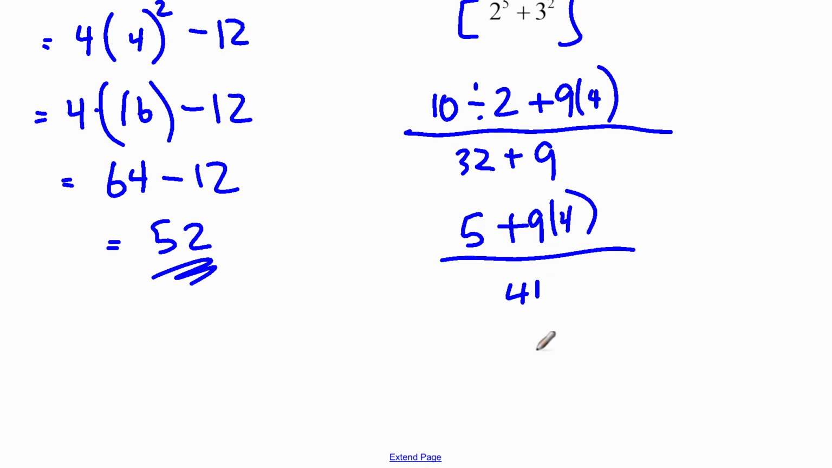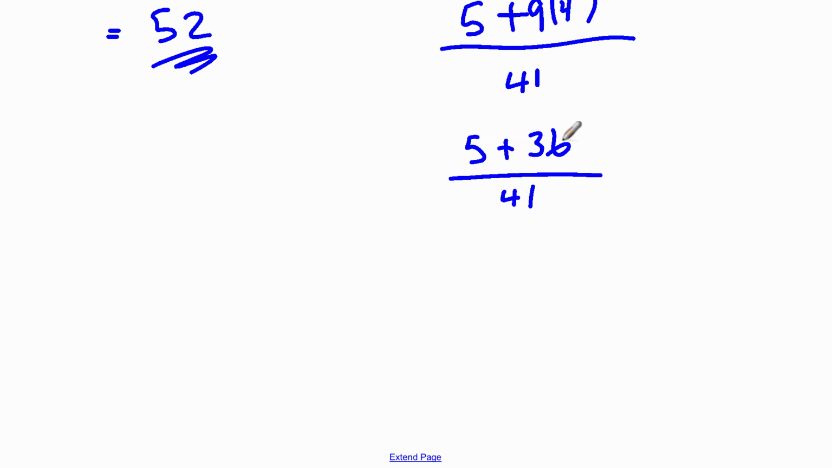Okay, now on the top, I've got 5 plus 9 times 4. I have to do the times first. So that'd be 36 plus 5 on the top. And I have 41 on the bottom. 5 plus 36, it's 41. Divided by 41 will be equal to 1. So my answer is equal to 1.